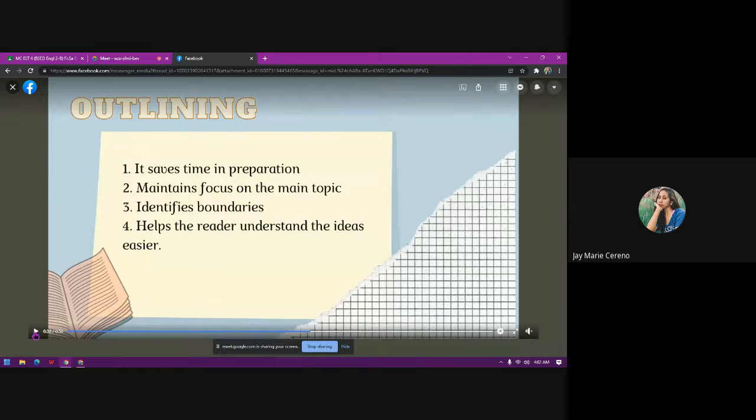Outlining benefits the writer because first, it saves time in preparation. Second, it maintains focus on the main topic. Third, it identifies boundaries. And lastly, outlining helps the reader understand the ideas easier. With that, I have here another activity for you to answer. Get a 1/4 sheet of paper, read the text, and answer the following questions.